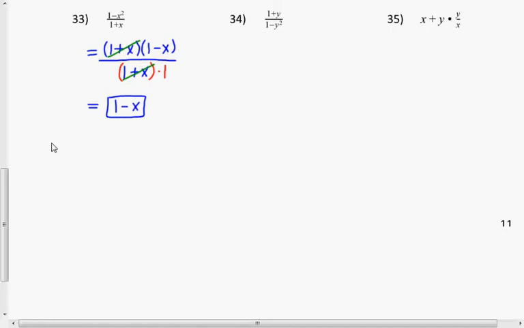Same process in number 34. We have 1 plus y, but in the denominator, that's a difference of two squares that can be factored as 1 plus y over 1 minus y. And again, if you can think of the numerator as having this factor of 1 plus y that cancels with this factor of 1 plus y on the bottom, we can see that what's left in the numerator is just a 1 over 1 minus y.